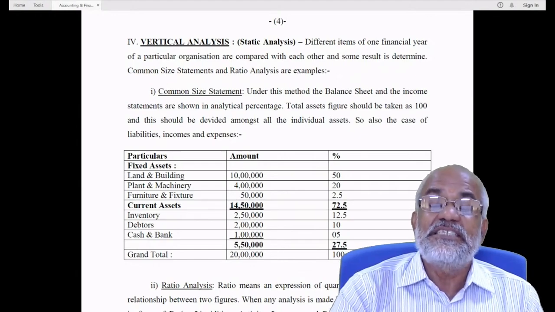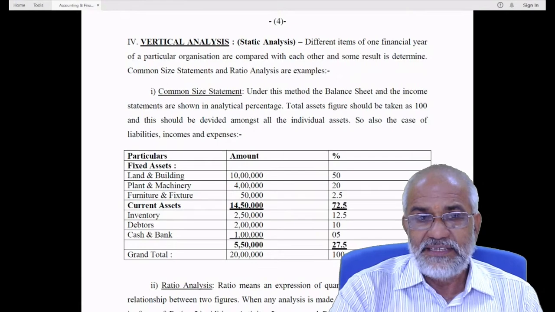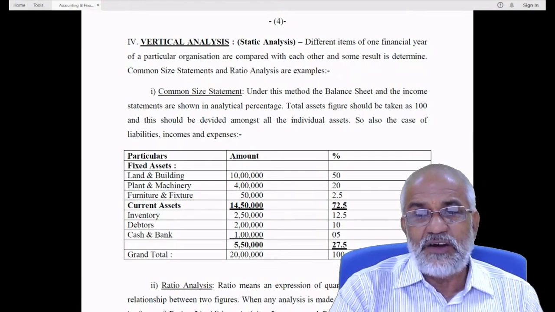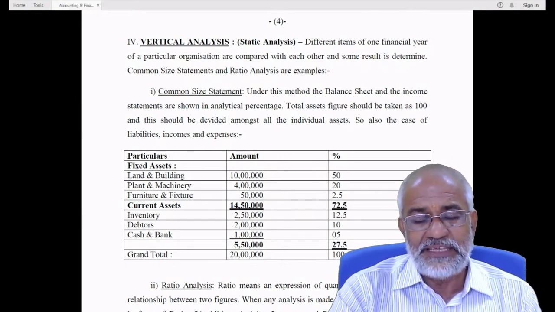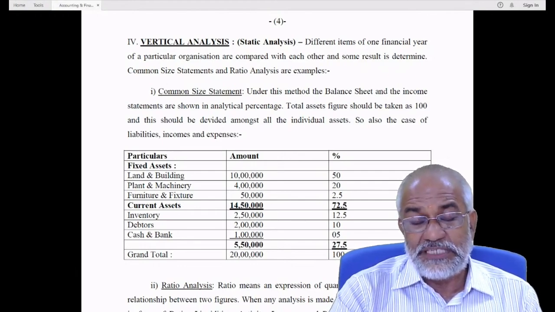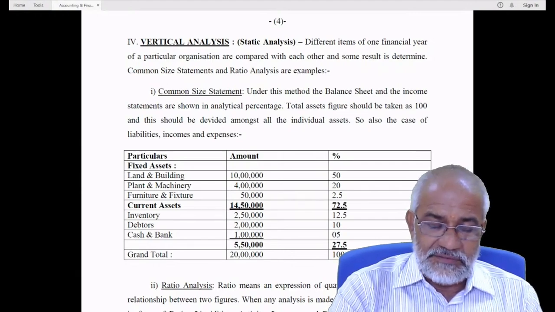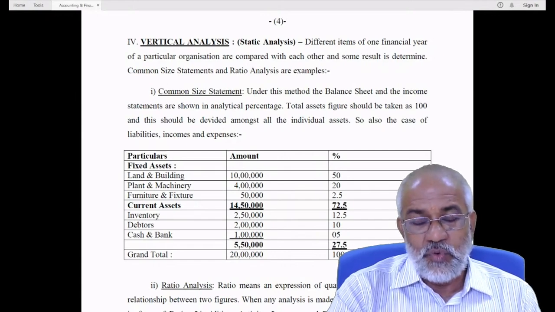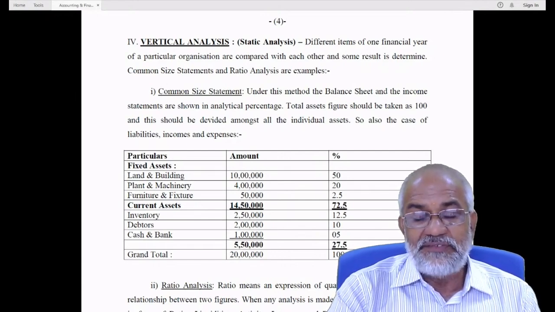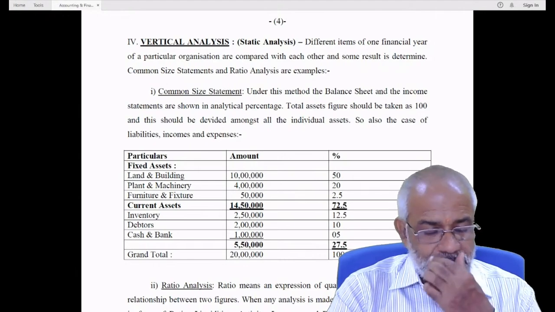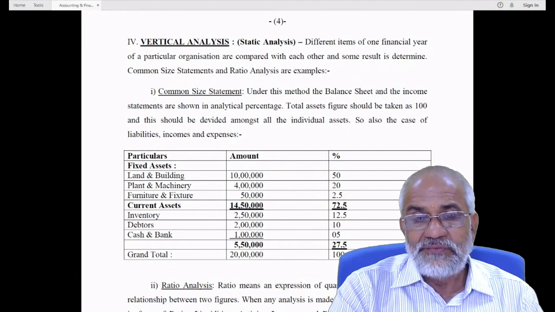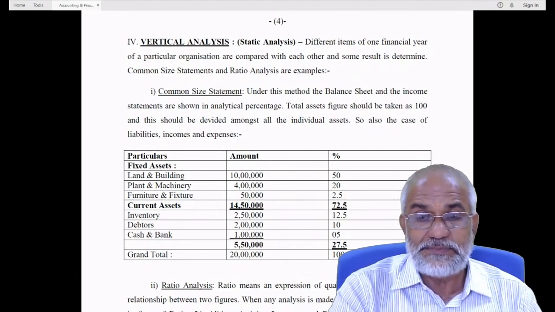This is about the common size statement in respect of the balance sheet. The common size statement can also be prepared in respect of income statement. In case of income, the grand total of income needs to be taken as 100, and different items of income are to be segregated accordingly depending upon the amount it carries. Then in case of expenses also, the whole of expenses are to be taken as 100, and different items of expenses are to be considered as percentage in comparison to that of the total of the expenses.